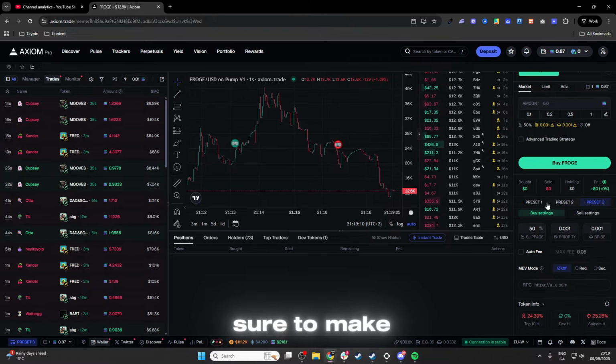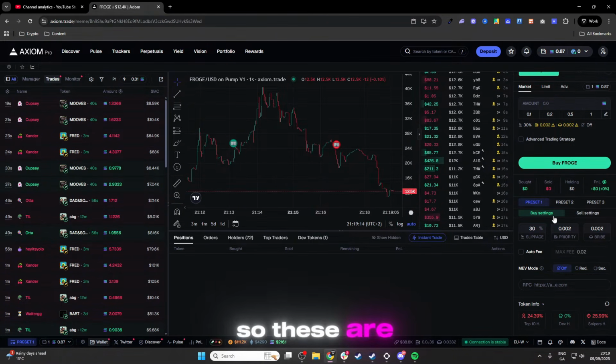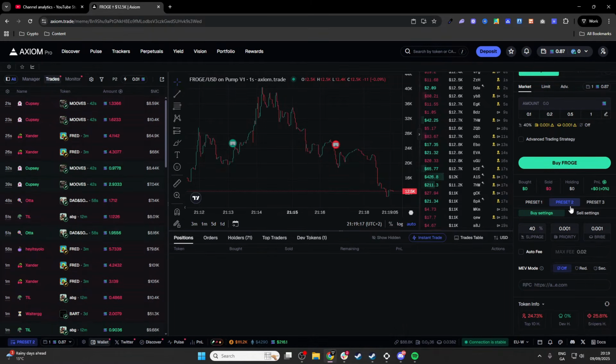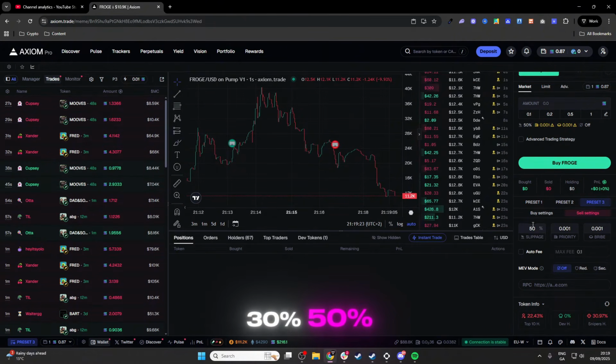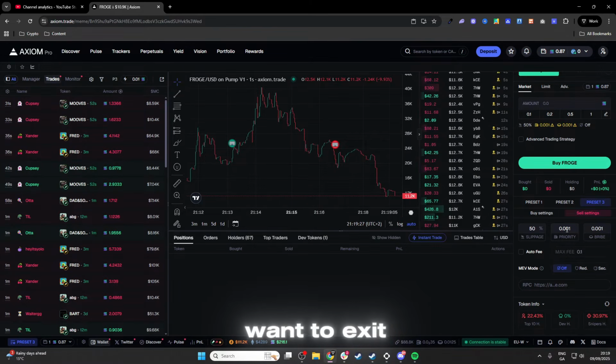And just make sure you know what your actual settings are when it comes to the buy and the sell. So these are my buy ones again, 30%, 40%, 50%. And on my sell, I have 20%, 30%, 50%. So you can even have this as 100% with no fee if you just want to exit a trade. I recommend that as your preset three.